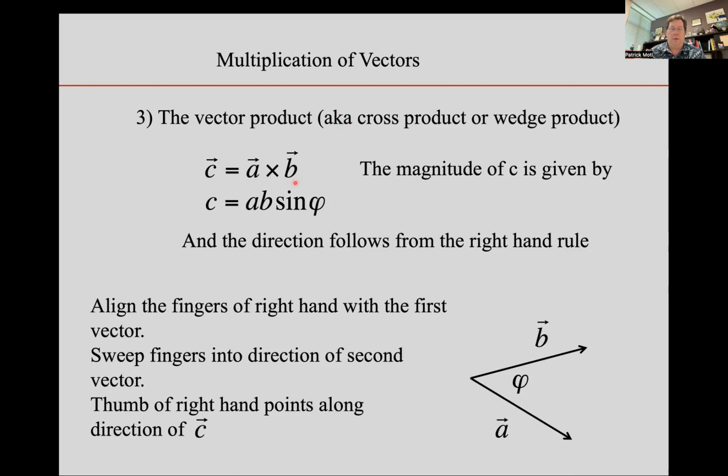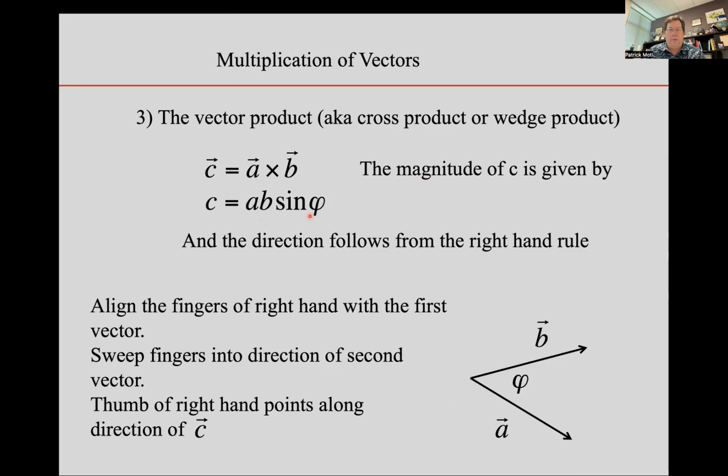And then there are two steps to this. The first thing is, what's the magnitude? The magnitude of the answer C is going to be given by the magnitude of A times the magnitude of B times the sine of the smallest angle in between the two vectors. So again, you put the two vectors tail to tail. A and B are tail to tail. Measure off the angle phi, and then the magnitude of their vector product will be the magnitude of A times the magnitude of B times the sine of the angle phi.